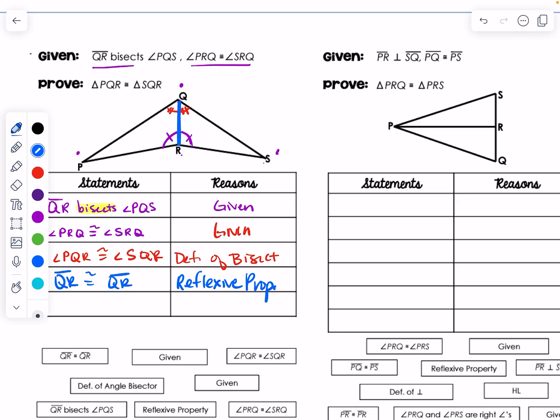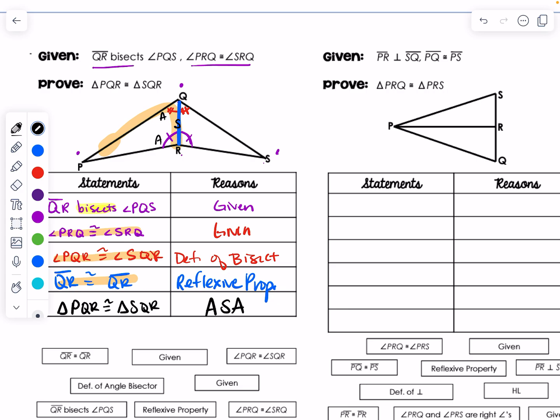So now I have everything I need. I've got an angle and a side. And if I start where there's nothing marked and move my way around, I see that I hit an angle first, and then a side, and then an angle. So I'm going to say triangle PQR is congruent to triangle SQR by angle, side, angle.